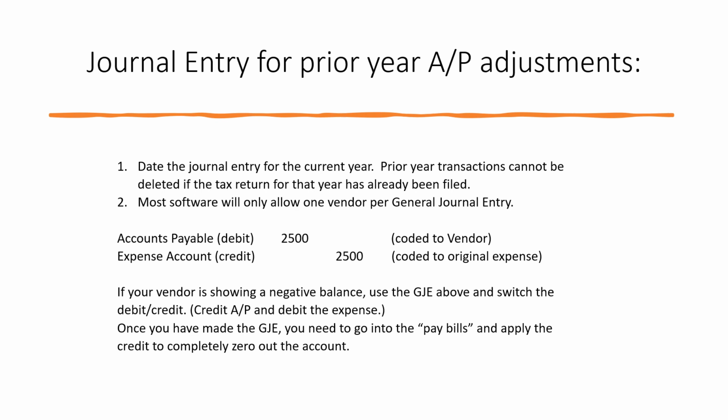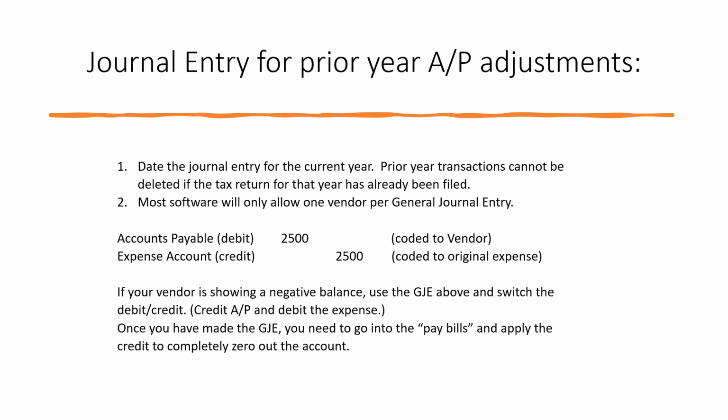But looking at this, we're going to debit accounts payable, and then you're going to code that to the specific vendor. The next line will be crediting the expense account, and that's going to be coded to whatever that original accounts payable expense account was for. So if it was office supplies, then we're going to credit office supplies.